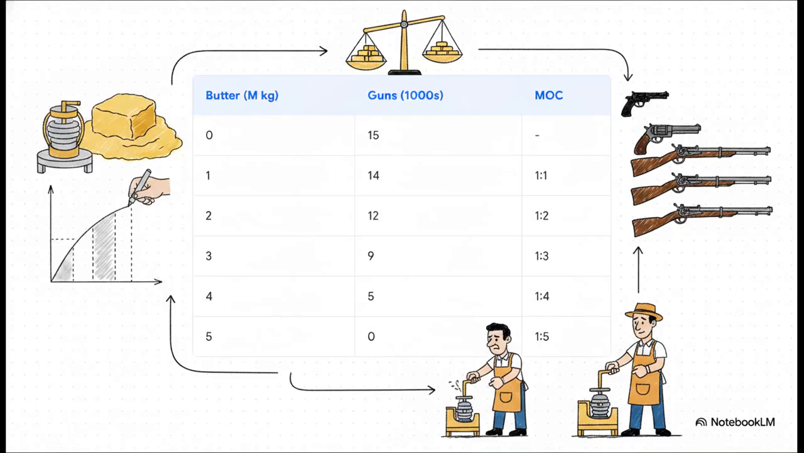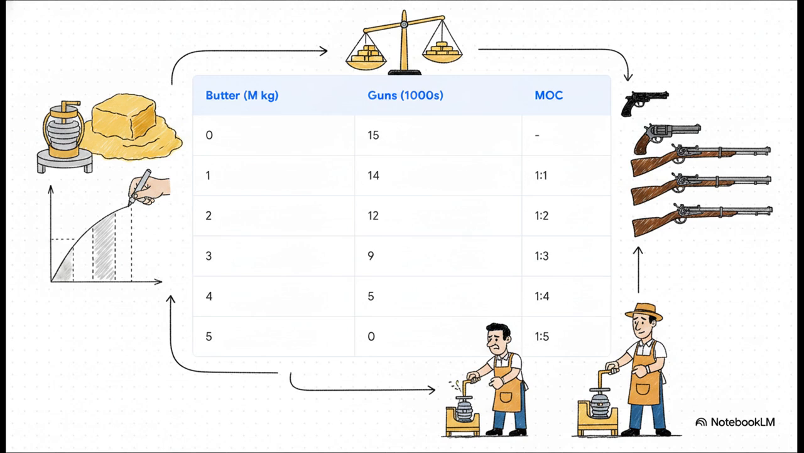Let's break down a schedule of possibilities to see exactly how this sacrifice plays out. Imagine we're at possibility A. We make 0 butter and 15,000 guns. But let's say we want 1 million kilos of butter. That's possibility B. To get it, we have to give up 1,000 guns. The cost is a 1-to-1 ratio.